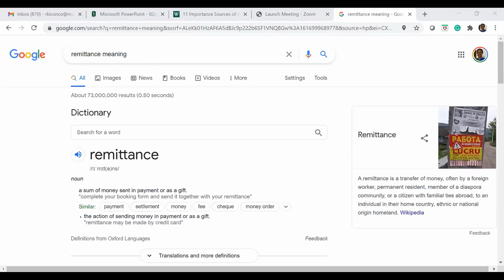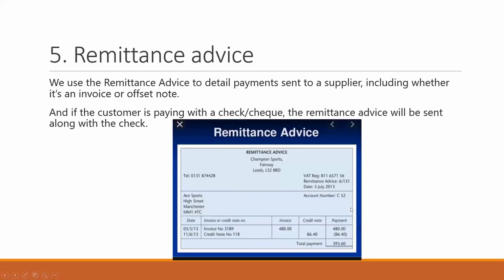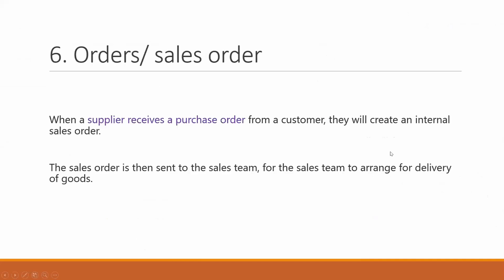Okay, are we back to the PowerPoint? Can you see my PowerPoint? No, we're still seeing the former screen of remittance. We're not seeing the PowerPoint, madam. Yes, now you can see it.